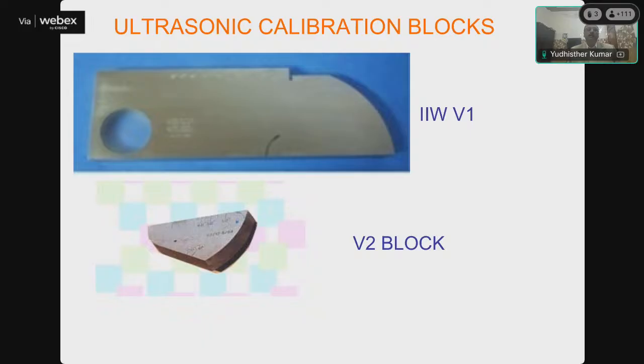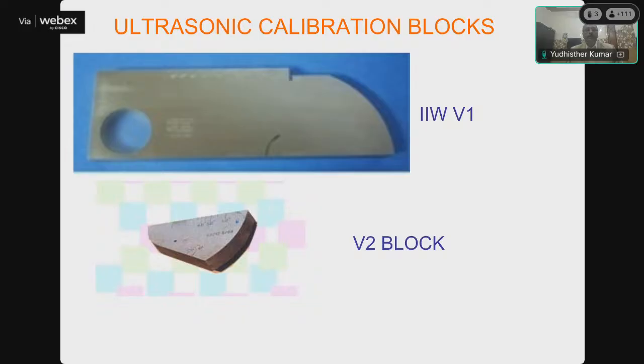This is the IIW V1 block. This block was designed and started by the International Institute of Welding and given the name V1 block. It is used for setting up the system for testing different ranges. This is 100 mm and 10 mm thickness. Various artificial notches and thicknesses are made to set the system setup for different measuring ranges.